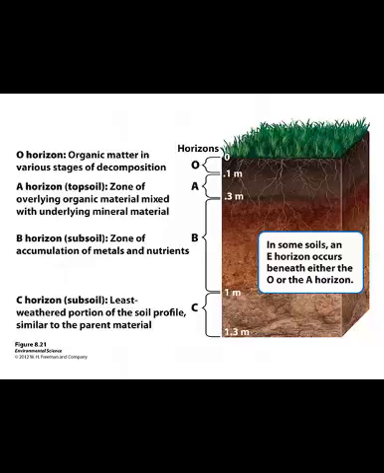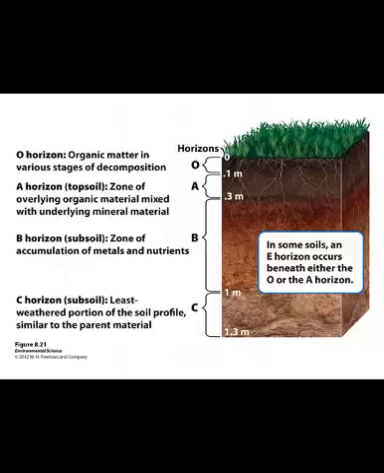So, as I said, O is for organic. This layer is mostly pronounced in forests and grasslands. A is the topsoil, where some mixing of O and B has occurred. Just study the picture. I'll walk you through it.